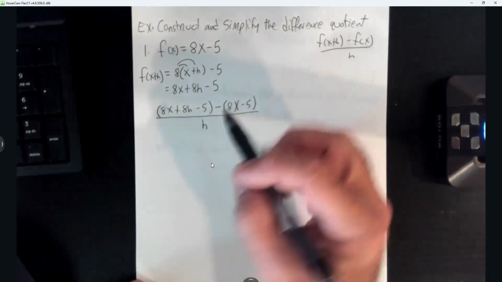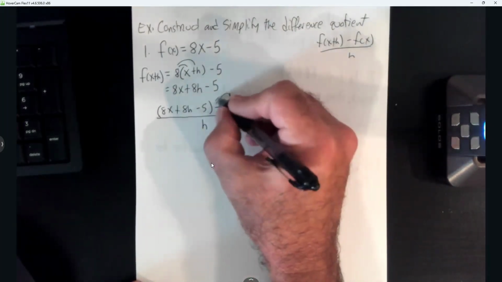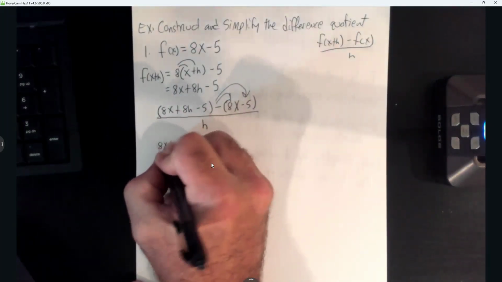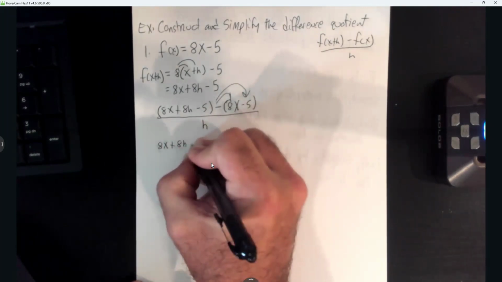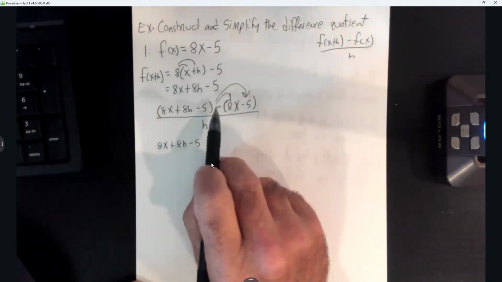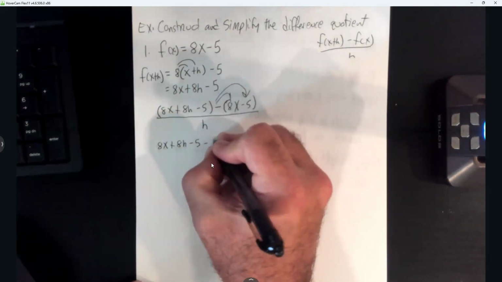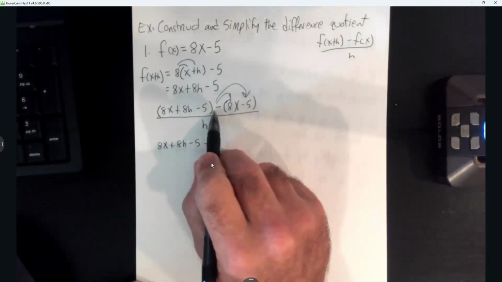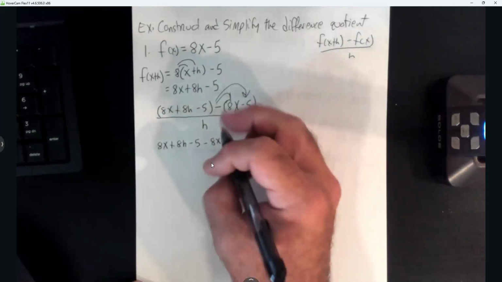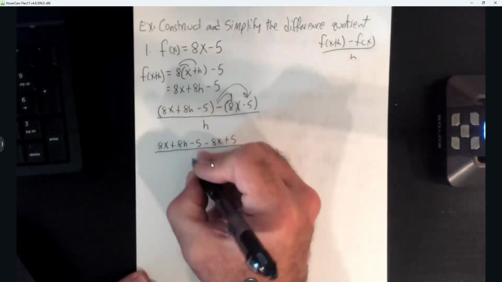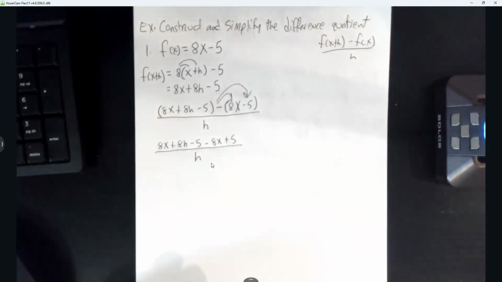All right, so next we want to distribute that subtraction. So bring out the first parentheses, 8x plus 8h minus 5. Distributing negative times a positive makes that a negative 8x. Negative times a negative makes that a positive 5 all over h.